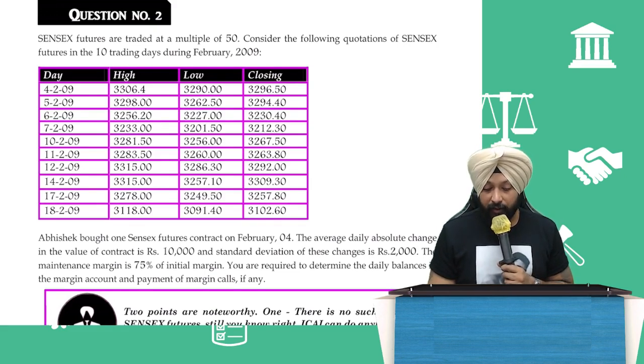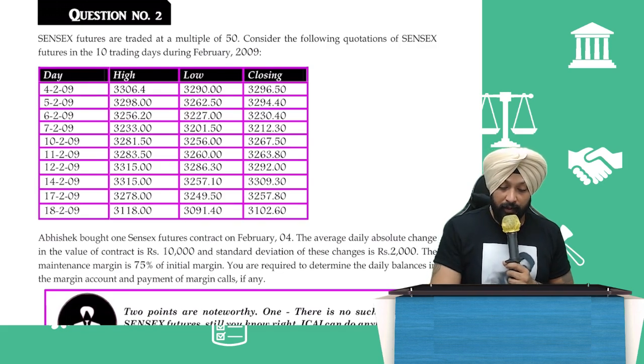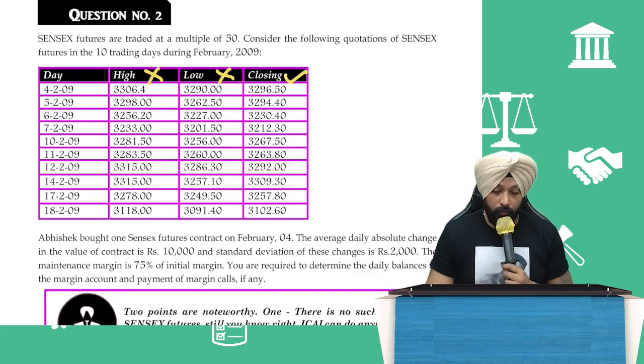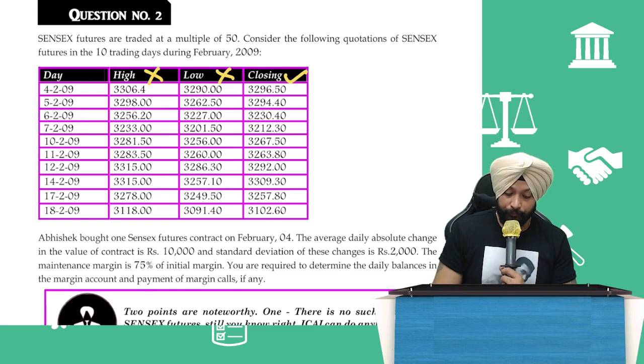Sensex futures are traded at a multiple of 50. Consider the following quotations of Sensex futures in the 10 trading days during February 2009. So for the next 10 days, the Sensex data is given to you, from the 4th onwards till the 18th. They have given you the futures data, I mean the prices of Sensex futures, high and low values. High and low values are given, guys, but we know that M2M does not work on high and low. It works on a closing basis, right? So every day's closing only I have to see.